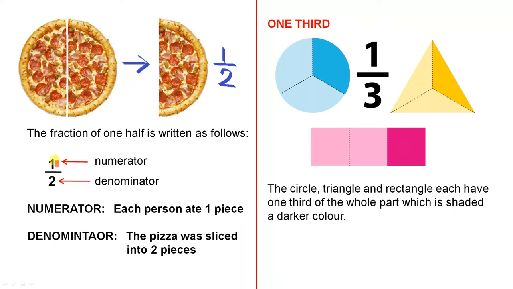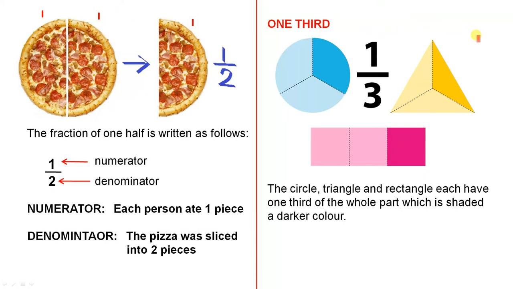The top part is the numerator. Each person ate 1 slice. That's what the 1 represents in this particular example. So each person ate 1 slice. The denominator is 2. The pizza was sliced into 2 pieces. So those 2 pieces there make up the whole pizza.